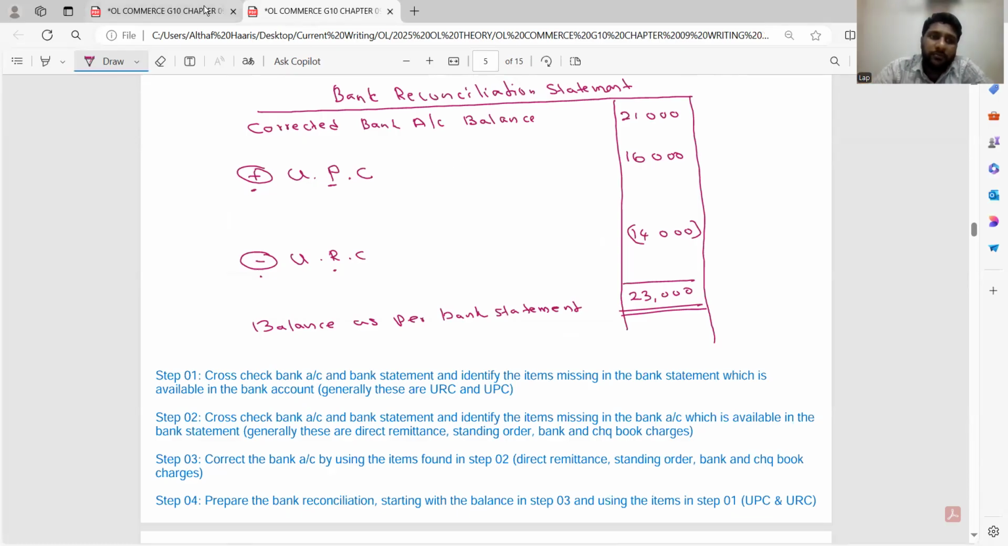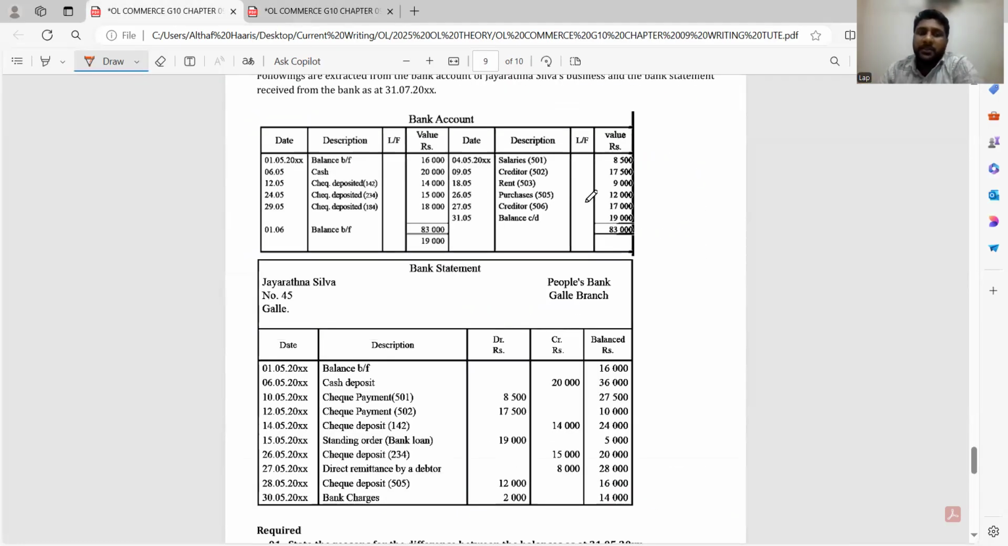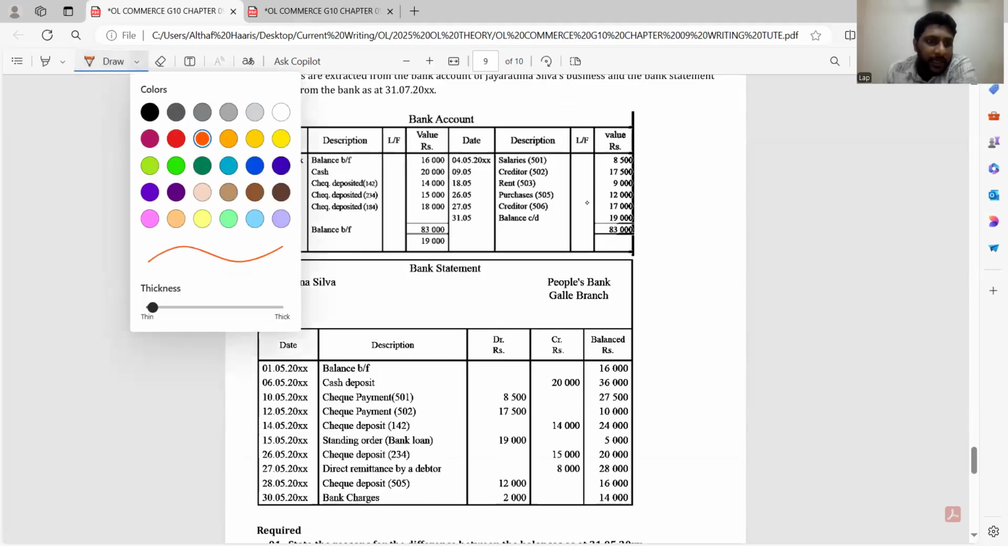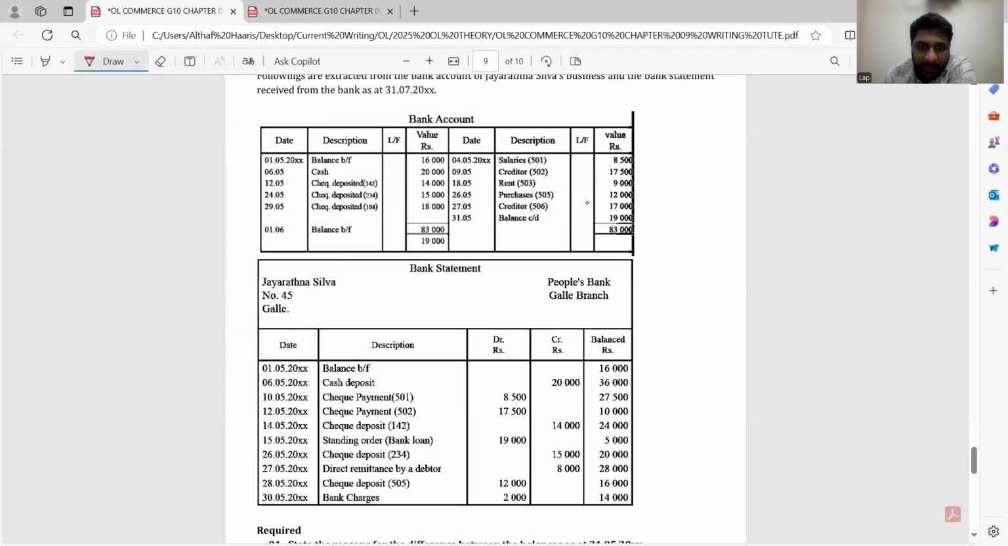Okay, cool. So do we start? Opening balance, opening balance 16,000. That is correct. Now our debit side with their credit side.